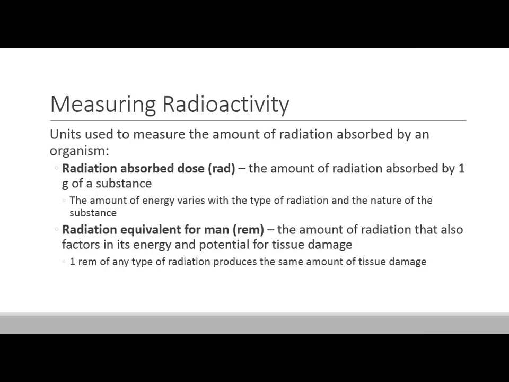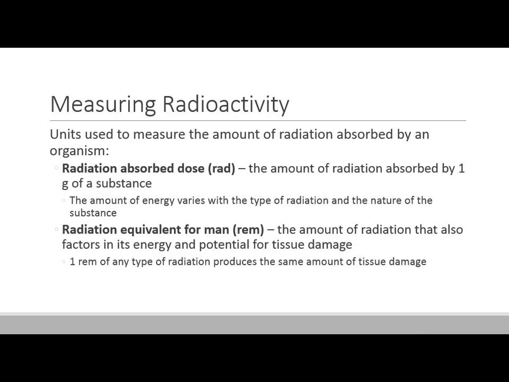Okay, it's going to change depending on what kind of substance is absorbing that radiation, and it also depends on whether it's alpha, beta, or gamma, right? Each of those has different energy levels and will do different amounts of damage. So the most common one that's used in health would be rems, right? Not the band or rapid eye movement or anything, but the radiation equivalent for man.